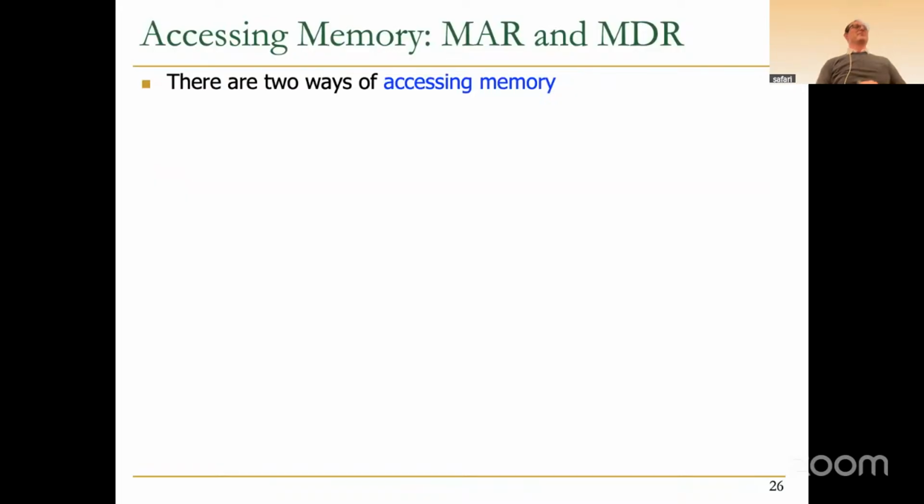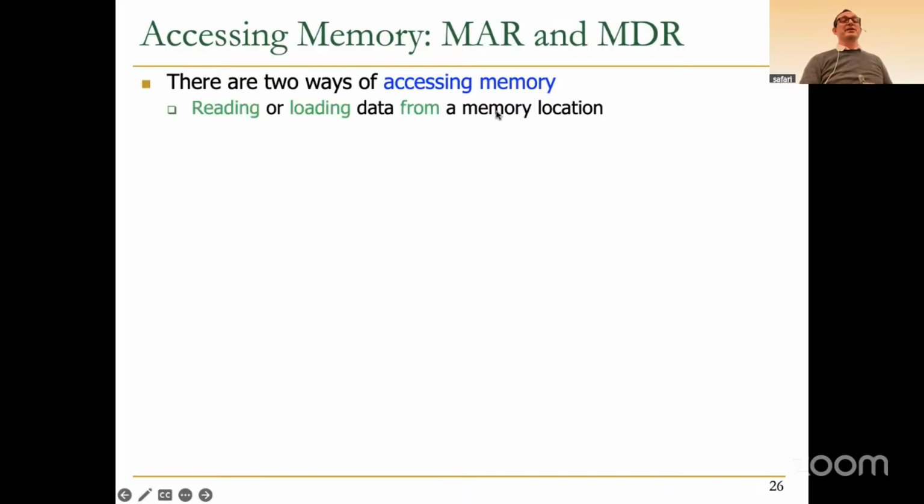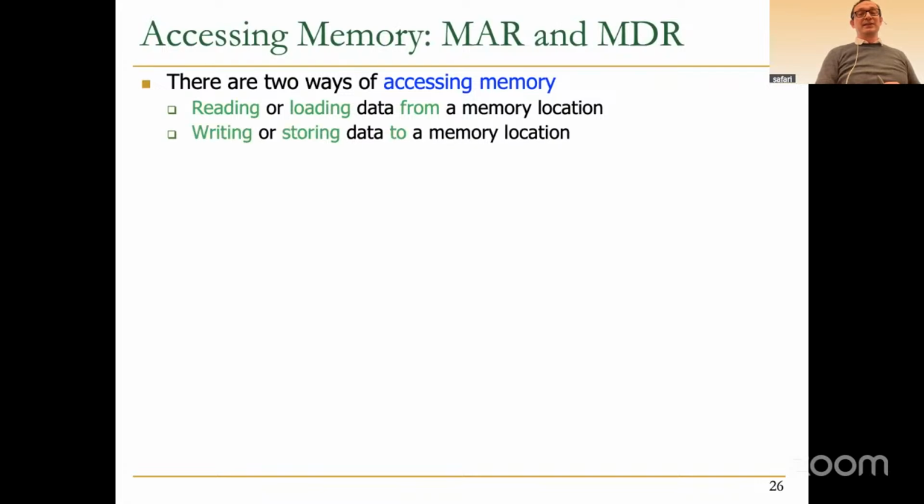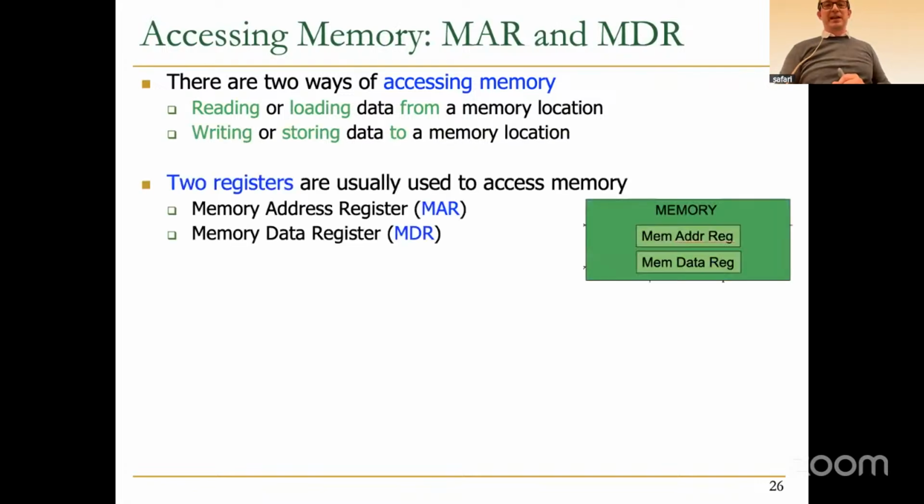Okay, so how do you access memory? That is a logical view of memory that we have, least significant bytes, most significant bytes, etc. Now let's talk about accessing memory. So there are two ways of accessing memory. You need to read or load data from a memory location, and you need to write or store data into a memory location, okay? So these are the higher level things.